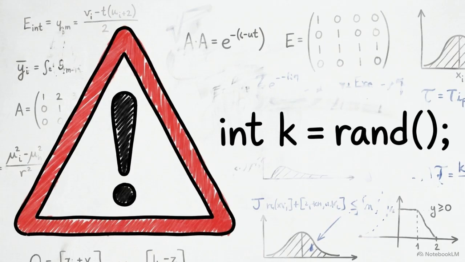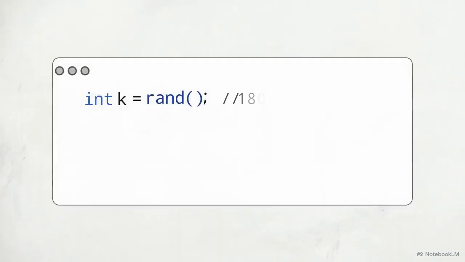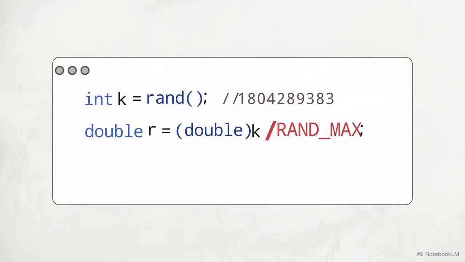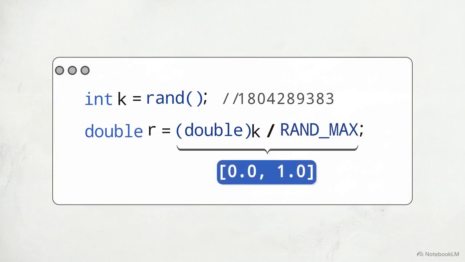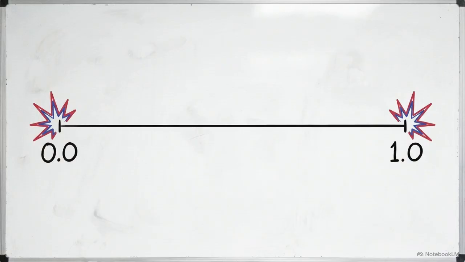A quick warning for those working with legacy codebases. The obsolete C++ rand function returns a raw integer. You must remember to manually divide that output by rand max to normalize it back to that 0 to 1 range. But a flat 0 to 1 distribution does not describe physical reality.